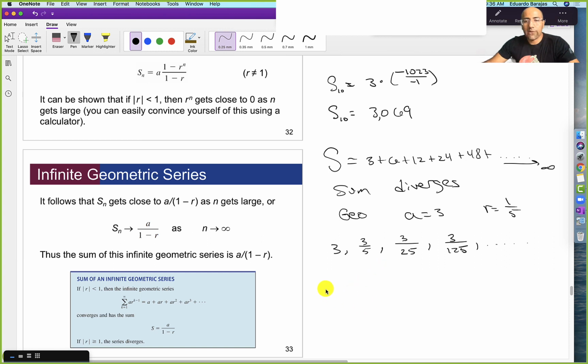So now I can apply the same reasoning to find the sum of the first 10 numbers. That's going to be equal to 3 times 1 minus 1/5 to the power of 10, divided by 1 minus 1/5.